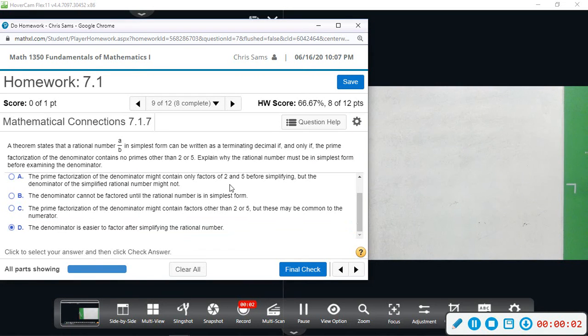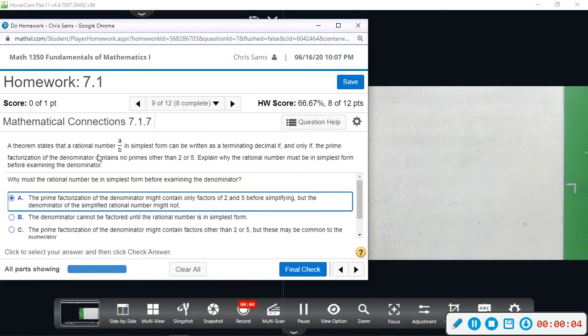Alright, number 9. A theorem states that a rational number a divided by b in simplest form can be written as a terminating decimal if and only if the prime factorization of the denominator contains no primes other than 2 and 5. Explain why the rational number must be in simplest form before examining the denominator.